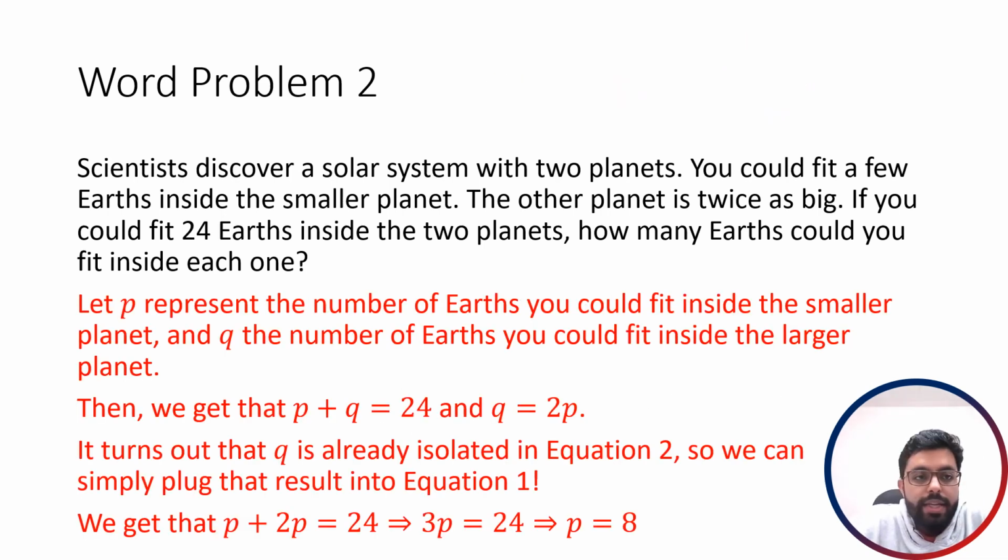All right, so let's get into the solution to this problem. Once again, it's a word problem. We haven't been given that we have to use these letters to solve the problem, so I'm just going to pick 2. I'm going to pick P for planet, and then Q, the letter right after P. So let P represent the number of Earths that you could fit inside the smaller planet, and Q the number of Earths that you could fit inside the larger planet. Nothing complicated here. You just need to figure out which letters you're going to use and come up with your let statement.